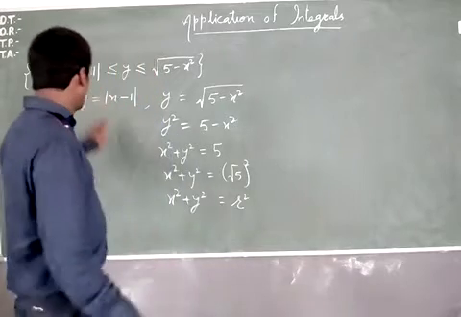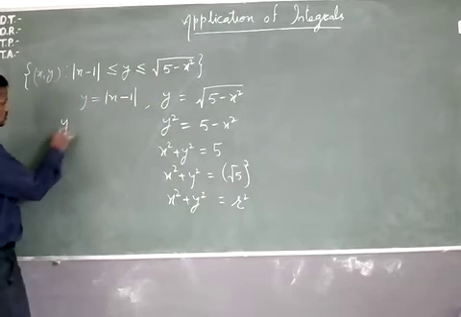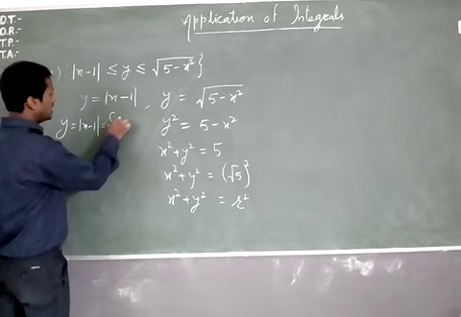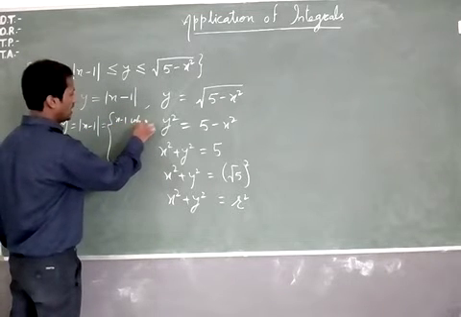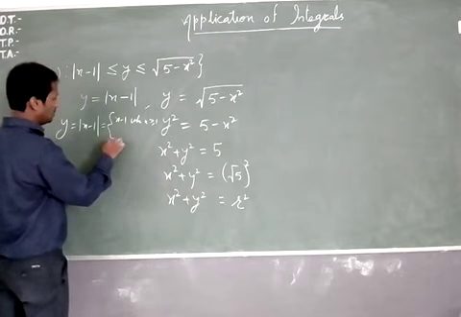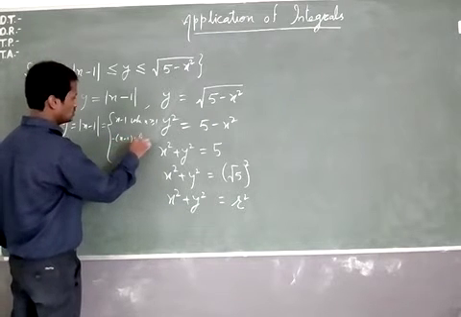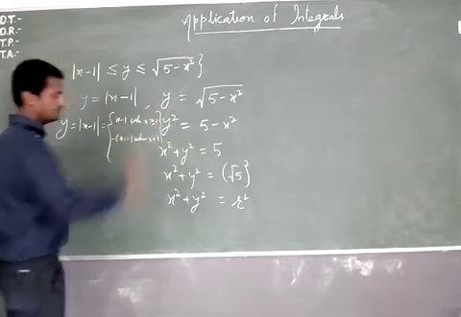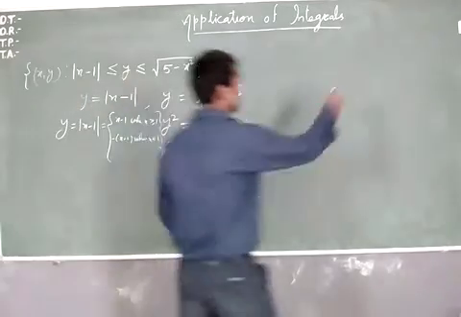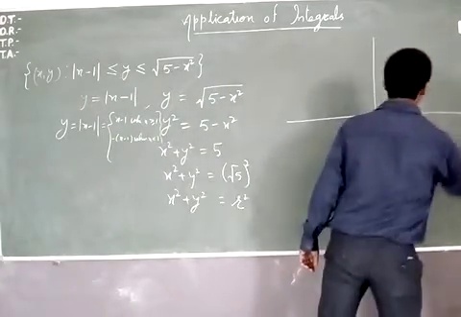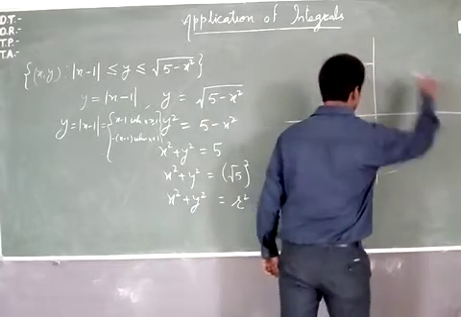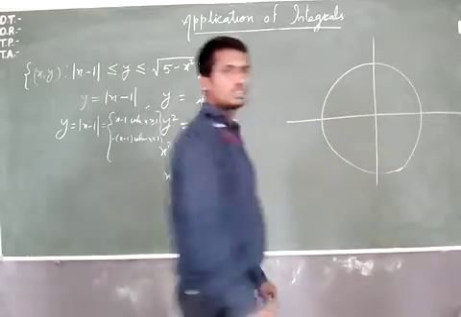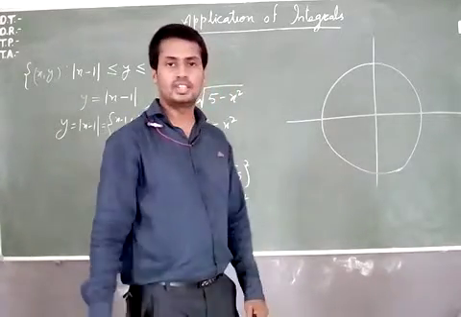The center is the origin. Now we can represent the equation y equal to |x| - 1 as y equal to x - 1 when x is greater than or equal to 1, and -x - 1 when x is less than 1. Now we will try to draw the graph of the given function. First of all, draw the graph of the circle. This is a circle of radius √5 with center at the origin.